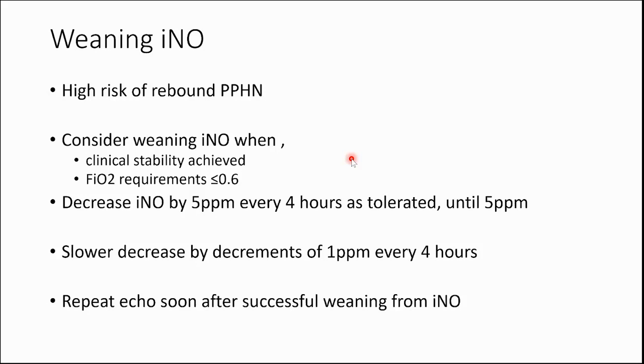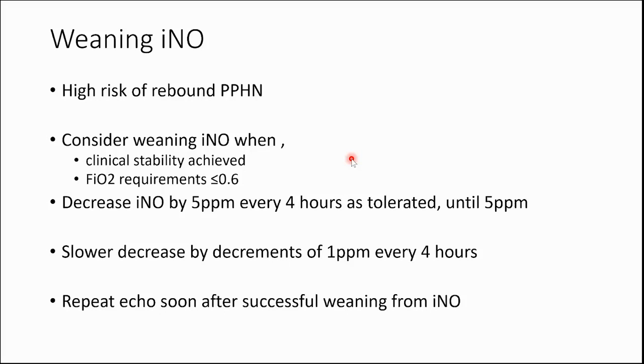And also make sure your FiO2 is below 60%. If it is above 60%, don't even think of coming down in the nitric. So when the baby is stable, FiO2 below 60, you come down in the nitric oxide by 5 particles per minute every 4 hours. So you come down very slowly. And you come down until 5. And thereafter, you come down by 1 every 4 hours.